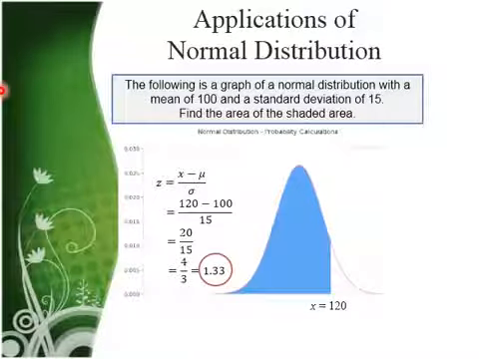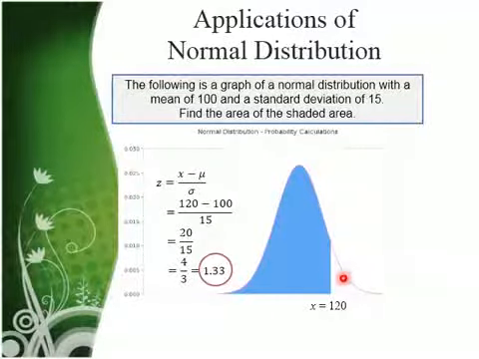1.33. So now I'll go over to my standard normal distribution table and find the z-score of 1.33, and that will tell me what the area to the left of this point is. On a standard normal distribution, in other words, this would be 1.33. So we have to find the area to the left of 1.33 on our normal distribution table. So let's do that next.